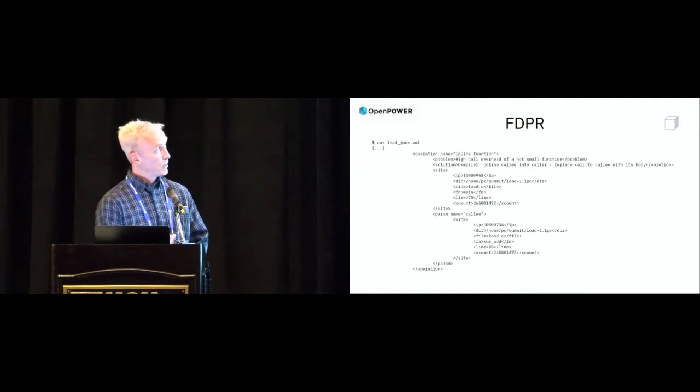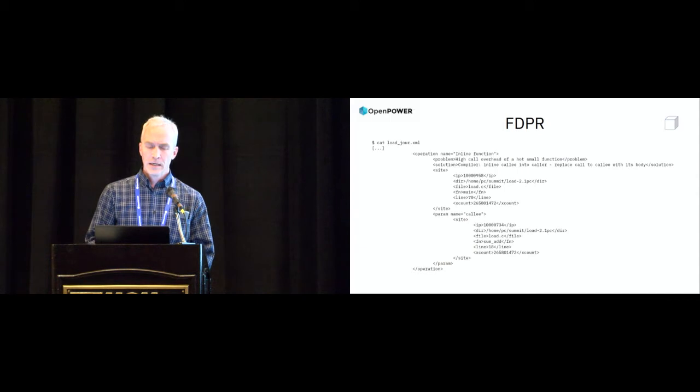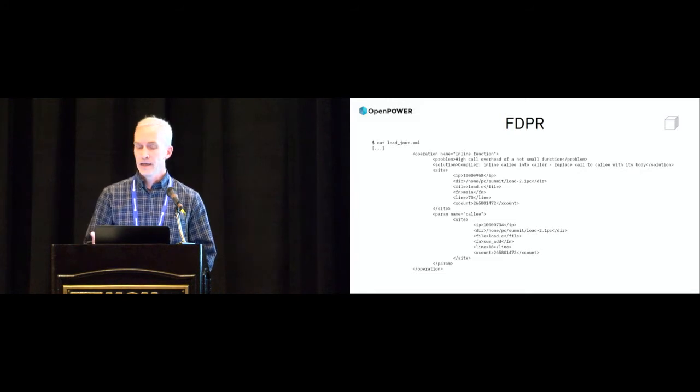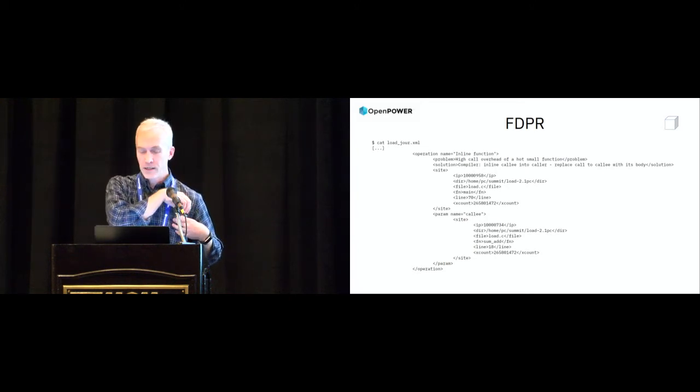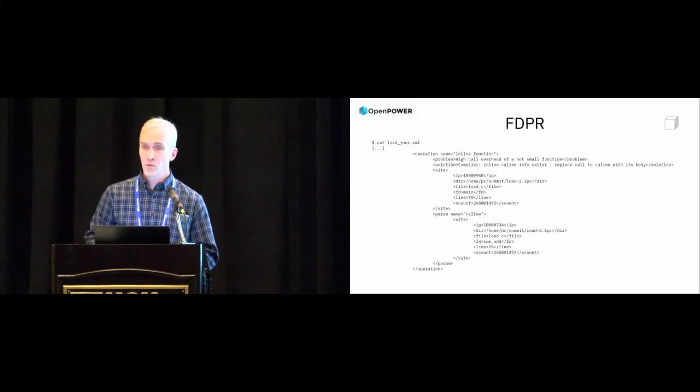This is an example, maybe a little too small to read, but if I can interpret it for you, this is a case where FDPR found an example where a function was being called over and over. This function was small enough so that the call overhead was high, and inlining that function would be advantageous from a performance perspective. So you get the file, line number, and you can go right into the source code and analyze to see if there's ways of getting that function inlined.